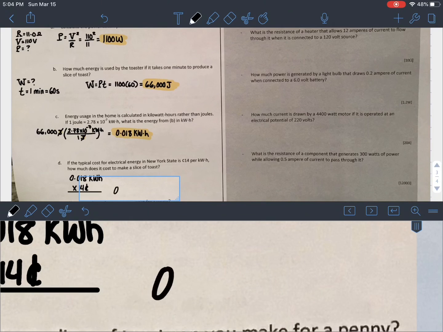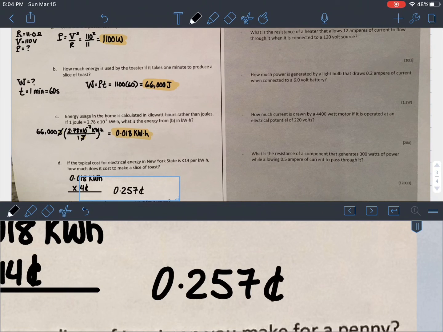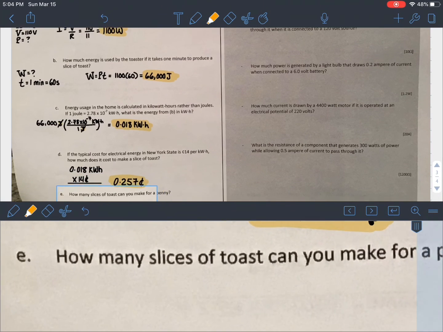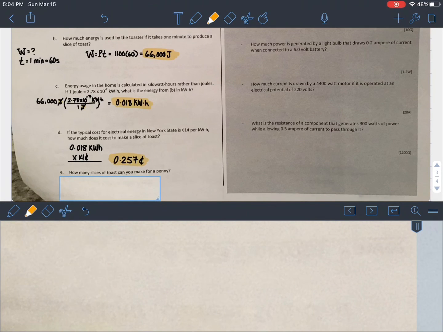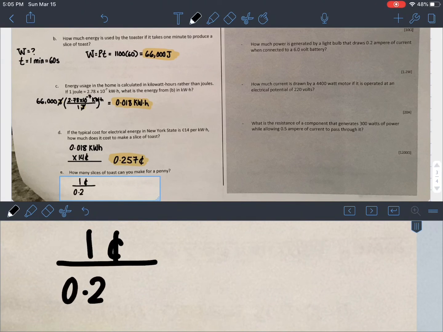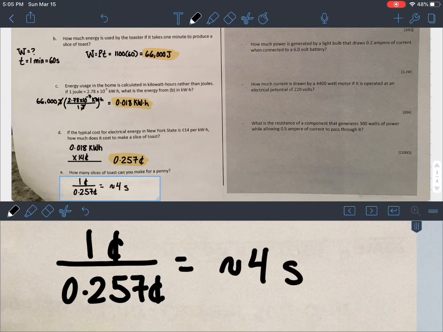How many slices of toast can you make for a penny is the last question. So it's going to be 1 cent, a penny. And how many times can we fit this 0.257 into it? Well, that's 1 cent divided by 0.257 cents. And we're going to assume that you aren't going to toast your bread exactly the same way every time. So we'll approximate it and round it to 4 slices.